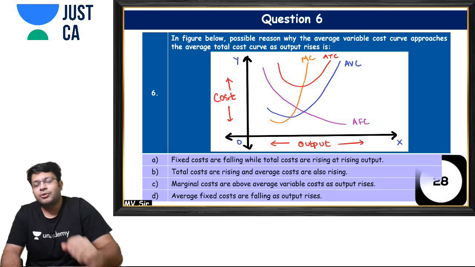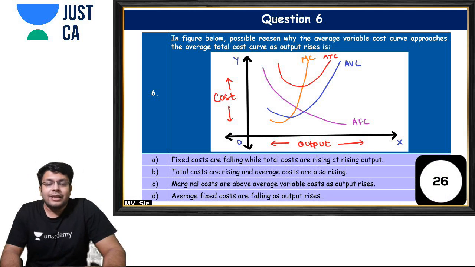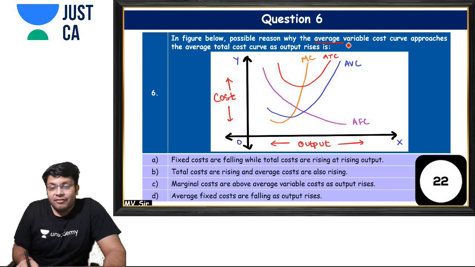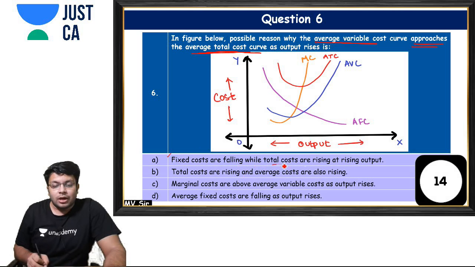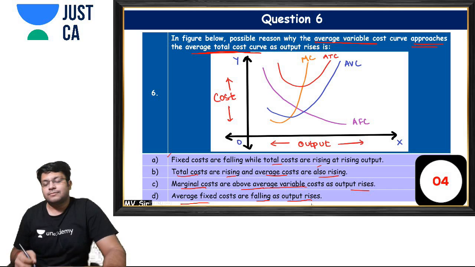Then last question for today. In the figure below, what is the possible reason that the average variable cost curve approaches the average total cost curve? Option A, fixed costs are falling while total costs are rising. Option B, total costs are rising while average costs are also rising. Option C, marginal costs are above average variable cost as output rises. Or option D, average fixed costs are falling as output rises.